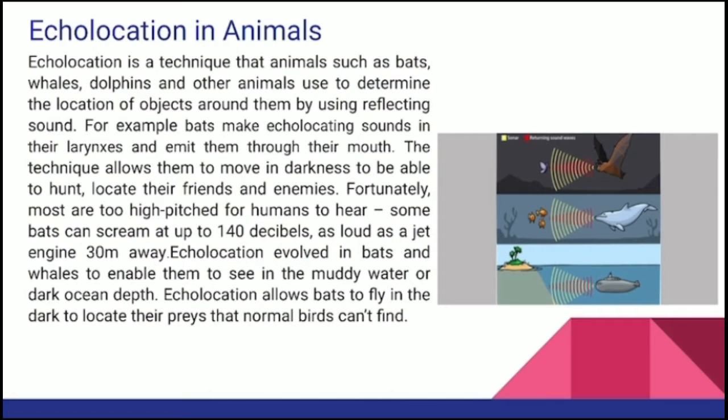Fortunately, most are too high-pitched for humans to hear. Some bats can scream up to 150 decibels, as loud as a jet engine 30 miles away. Echolocation evolved in bats and whales to enable them to see in muddy water or deep, dark oceans. Echolocation allows bats to fly in the dark to locate prey that normal birds can't find.